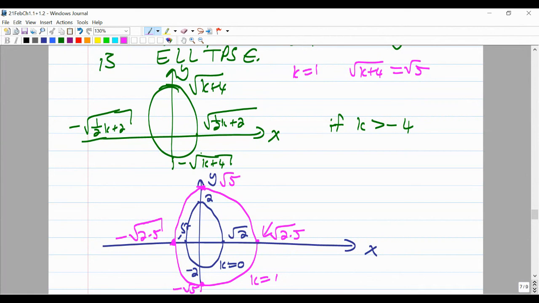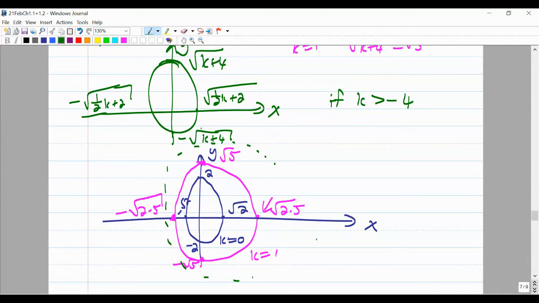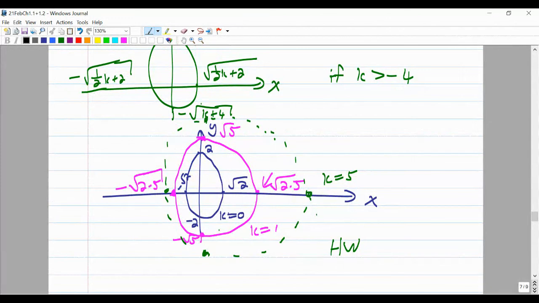And that point, guys, you've got to indicate where it cuts these things. And obviously, you can do another one. You can maybe do one, I'm going to leave it for you, when k is equal to 5. You can see where it cuts. You can work out these points. All right, so homework.